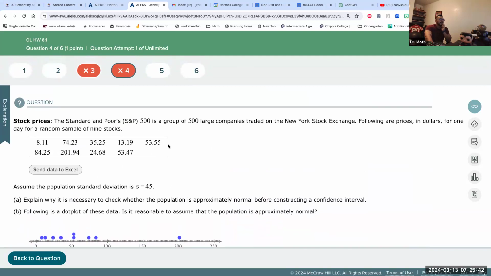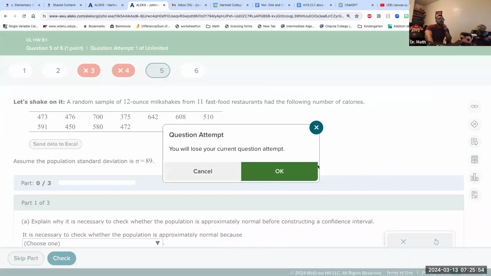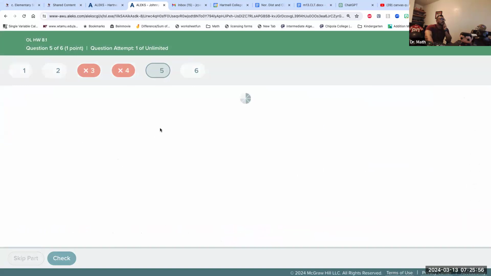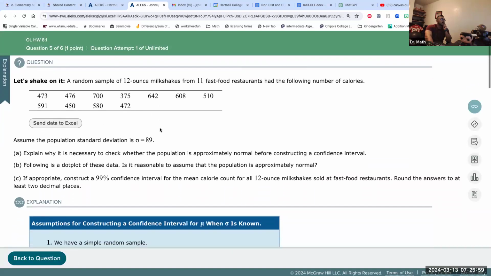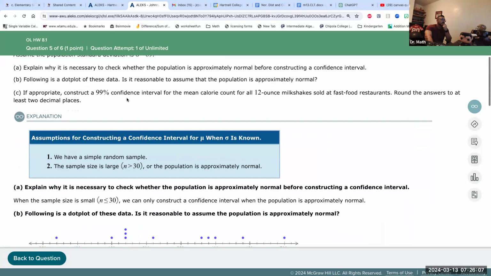All right. So again, they're just kind of getting you used to make sure you check your assumptions before you begin. All right. So let's look at this one. So this one, again, we could run this through our calculators. We could look at our dot plot that's going to be presented to us. And we have a small sample size once again. So we need to make sure we check our assumptions.